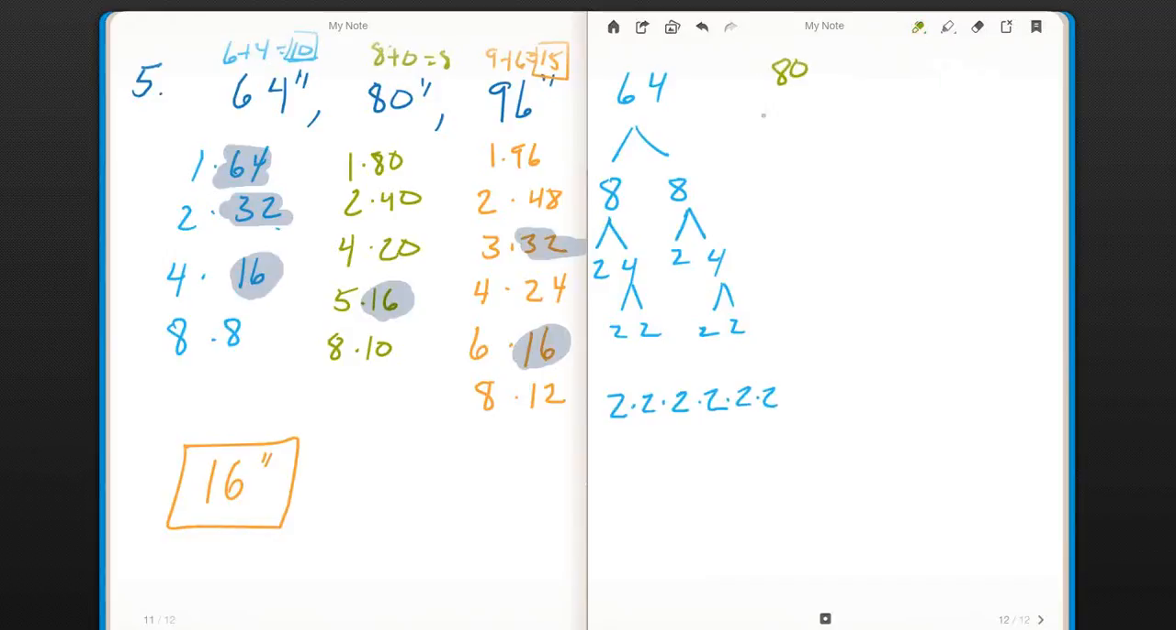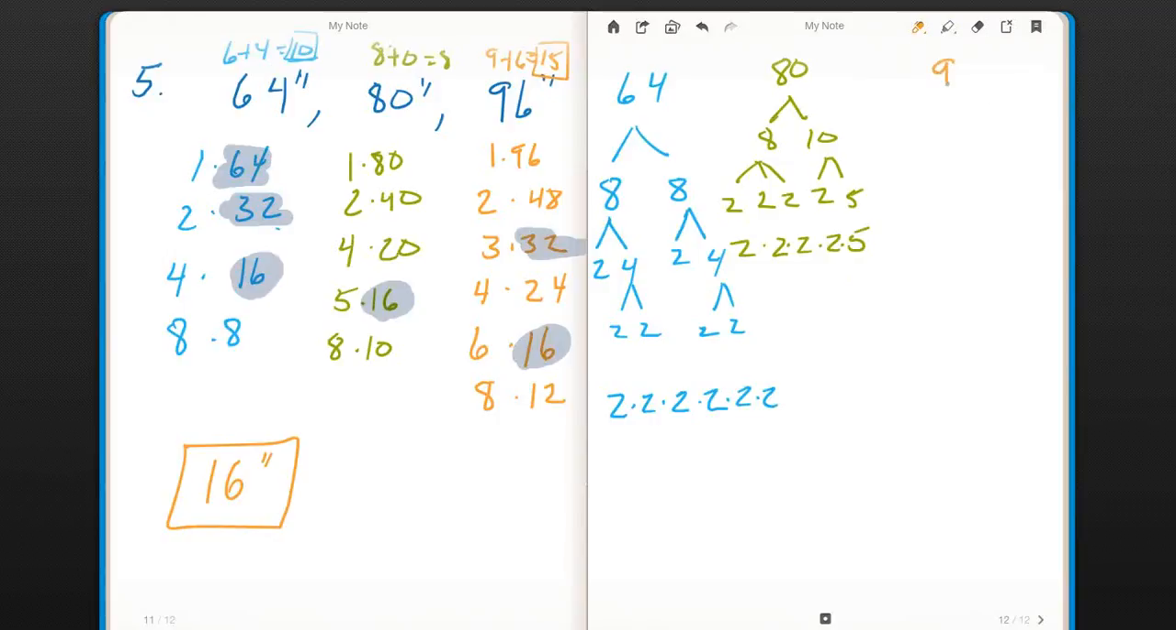80 is 8 times 10. And maybe I take the shortcut and say I know that 8 is 2 times 2 times 2, and 10 is 2 times 5. So the prime factorization is 2 times 2 times 2 times 2 times 5.